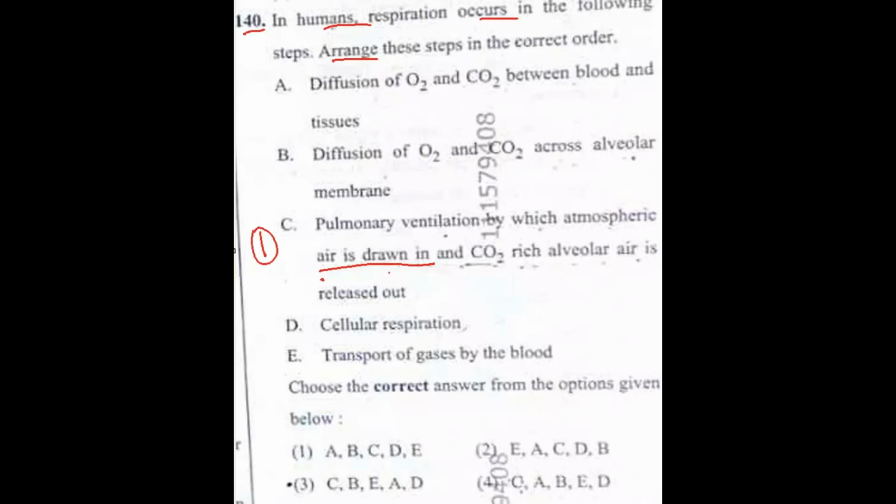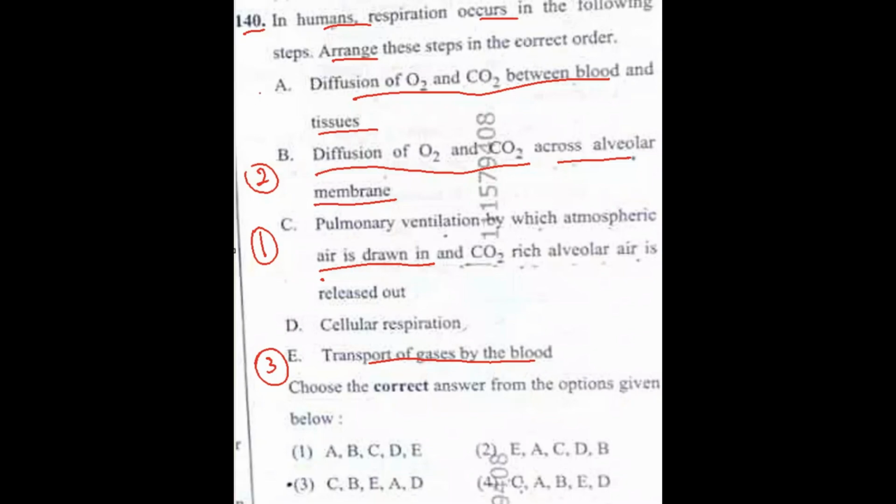Second step, it has to reach the tissues, no? So there will be diffusion of oxygen and carbon dioxide across alveolar membrane. That will be second step. Third step, transport of gases by the blood. That will be the third step. So these gases will be transported by the blood towards the tissues. And then in the tissues there will be an exchange. So diffusion of oxygen and carbon dioxide between the blood and the tissues. So that will be the fourth step.